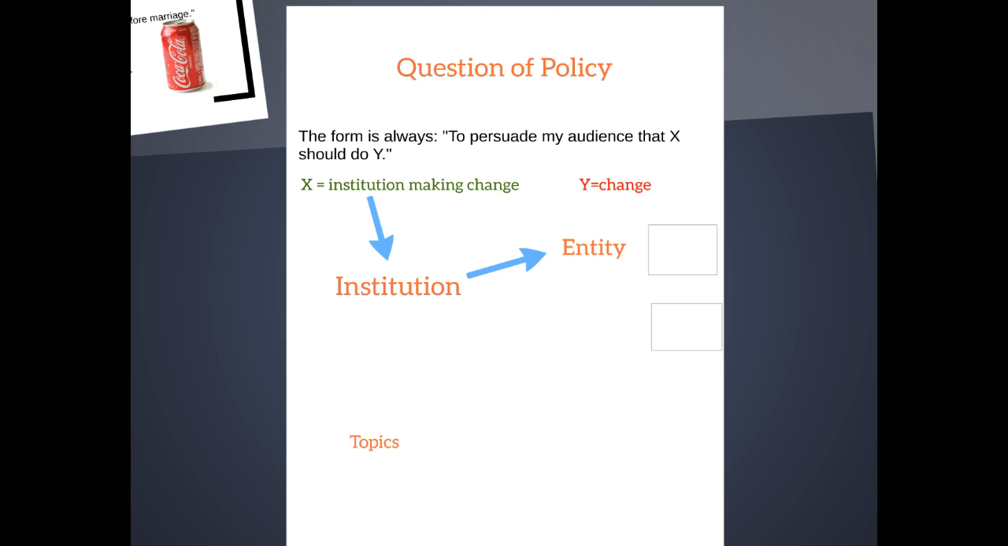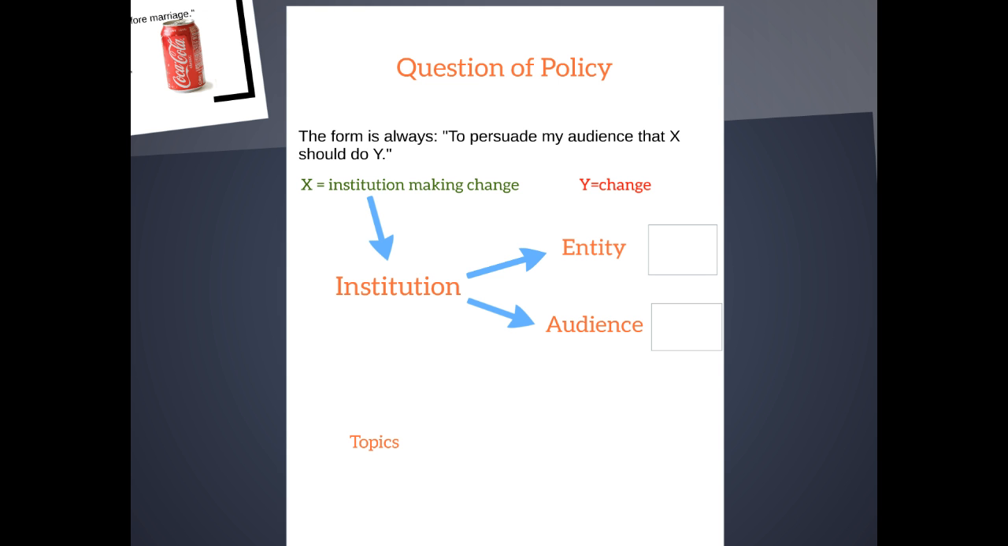An institution could be an entity, right? Like the Florida government, the U.S. government, Palm Beach State College, the city of Lake Worth, any entity that can make a change, even say a business, or the FDA, whatever it is, but some particular entity that can make a change. Or the institution actually could be the audience. The audience could also make a change.